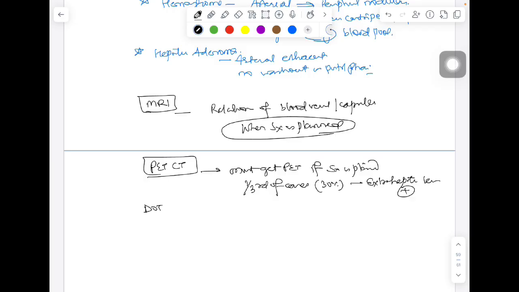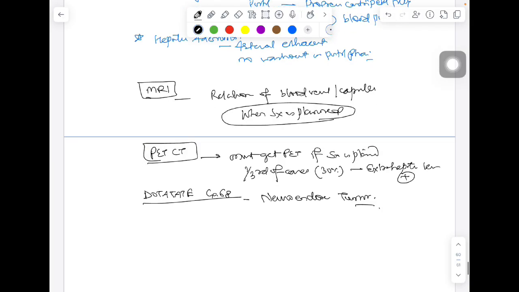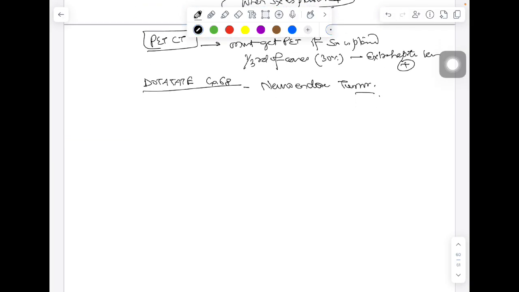Then we can take DOTATATE gallium-68 for neuroendocrine tumor. Okay, neuroendocrine tumors are SSTR positive, so DOTATATE can be done. These imagings we can do. With this imaging we will get some idea of the number of lesions, site of lesions, planning of surgery, and whether any extrahepatic disease is there or not, and thereafter we will plan a treatment.